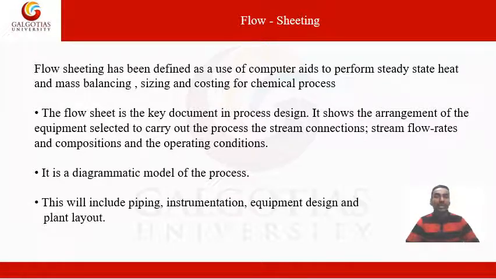The flow sheet is the key document in process design. It shows the arrangement of the equipment selected to carry out the process, the stream connections, the stream flow rates and compositions, and the operating conditions. So it is a diagrammatic model of the process. This will include piping, instrumentation, equipment design and plant layout.